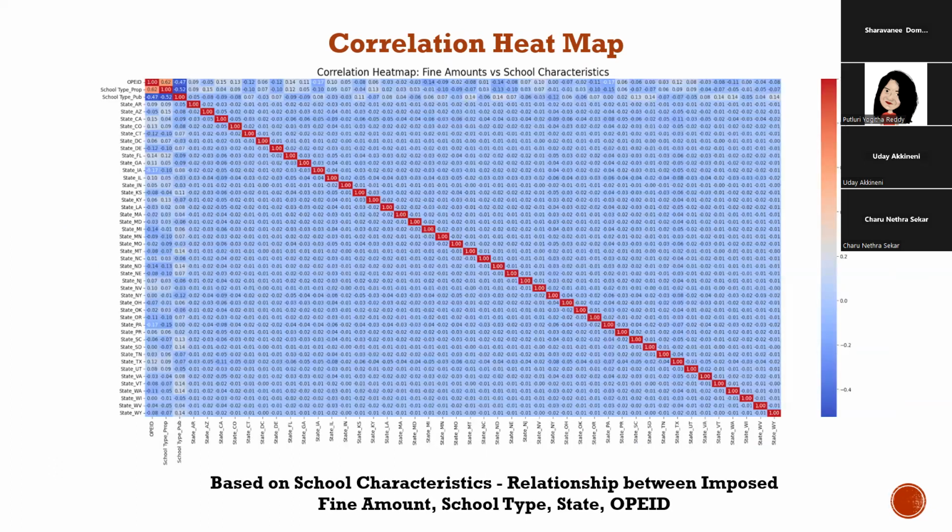And the last analysis done was plotting a correlation heat map that represents the relationship between imposed fine amounts, school types, state, and OPE ID, that is the school's unique ID. To understand the correlation map, the correlation strength comes into play. Positive values closer to 1 indicate a strong positive correlation, and the variables are proportional to each other. Whereas a negative value closer to -1 indicates a negative correlation, indicating inverse proportionality.